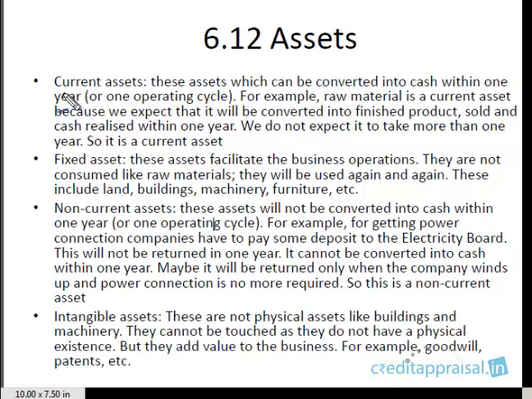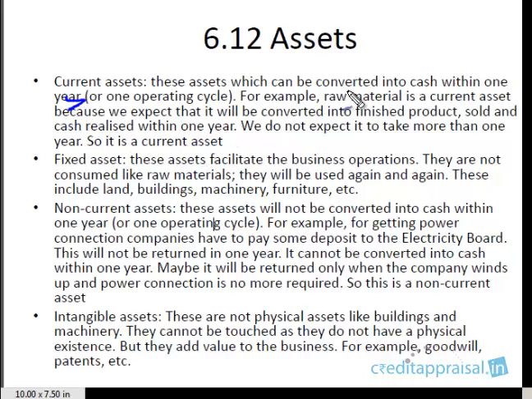The first category is current assets. Current assets are assets that can be converted into cash within one operating cycle. That is the correct definition, but for our purpose we'll take within 1 year. Usually it is the practice in the banking industry to take it within 1 year. But strictly speaking, current assets are those which can be converted into cash within one operating cycle. We'll discuss the concept of operating cycle in another chapter on working capital, when we actually get there. For the moment, for simplicity, let us assume that any item that will be converted into cash within 1 year can be classified as a current asset.